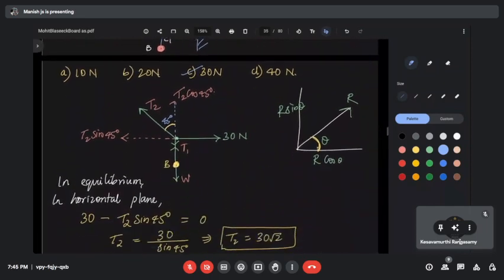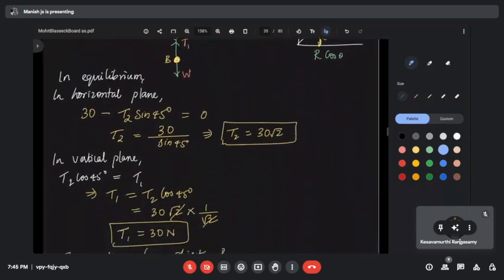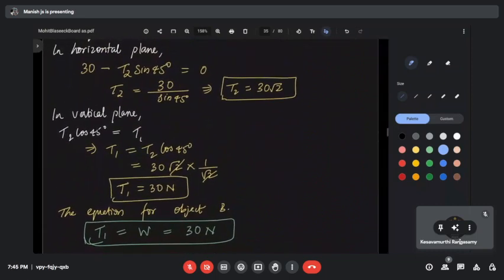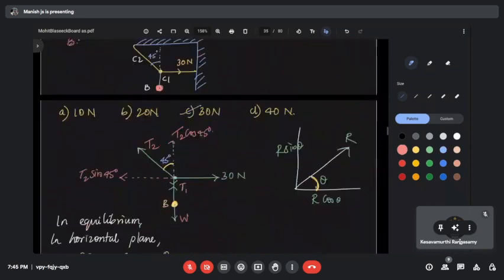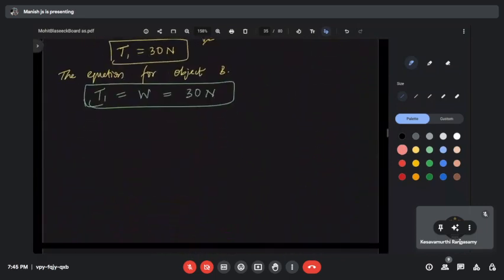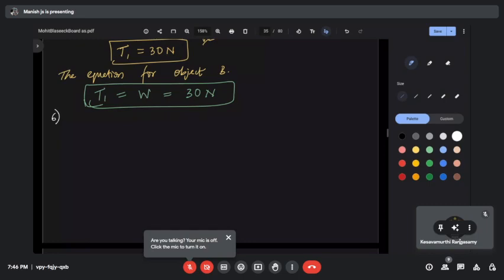If anyone has a doubt, you can ask. So this is how you solve the question. I'll go to the next one without any further delay. So this is the 5th. Next will be question number 6.